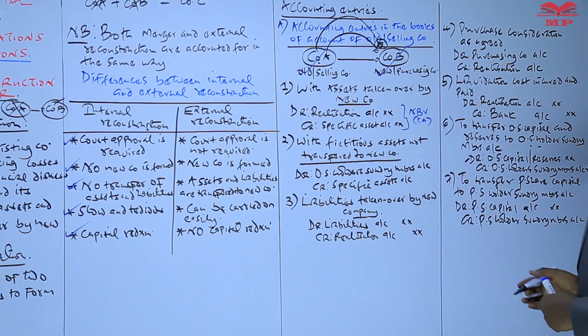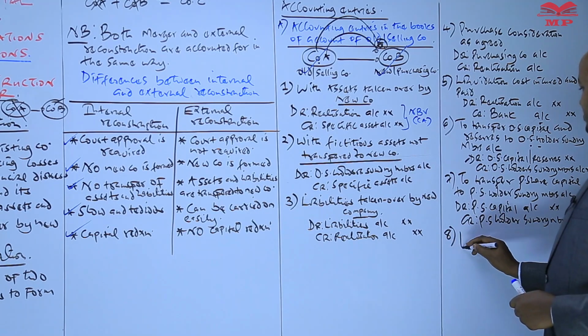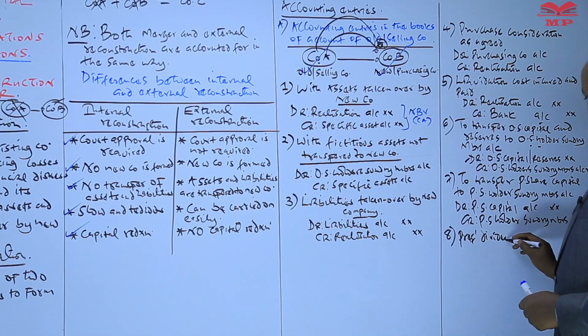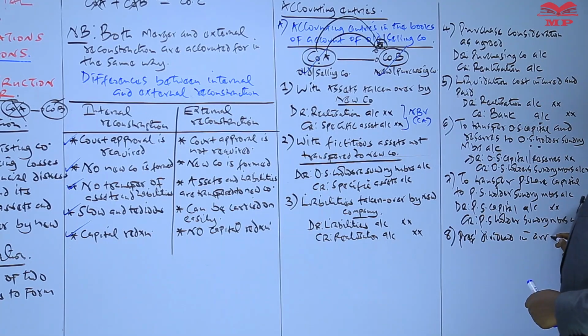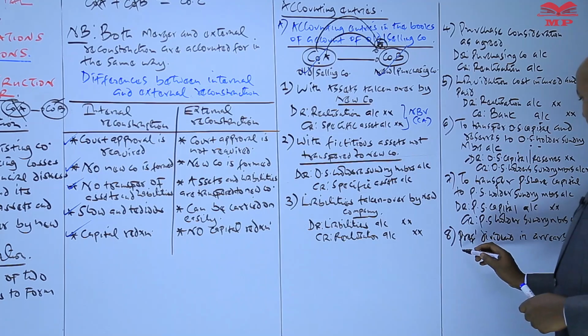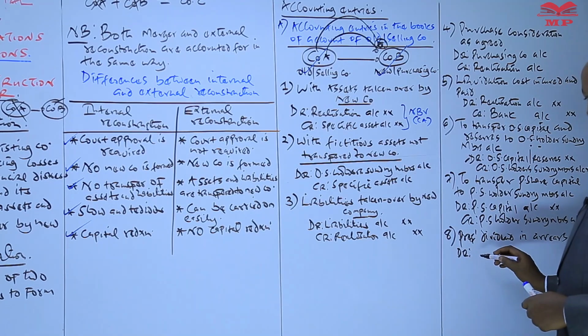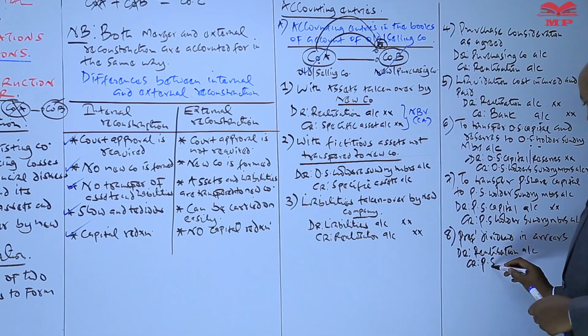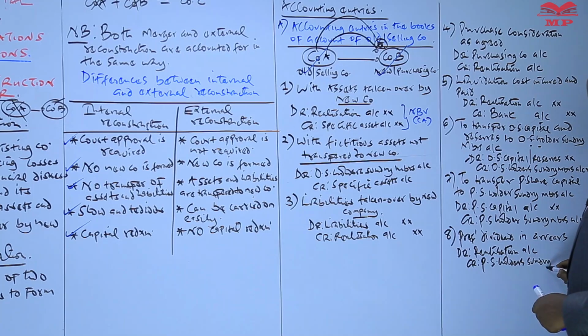And then from there we also need to account for the preference dividends in arrears. These are the preference dividends this company had not paid. So how do we account for such preference dividends in arrears? We debit the realization account, and then credit the preference shareholders sundry members account.